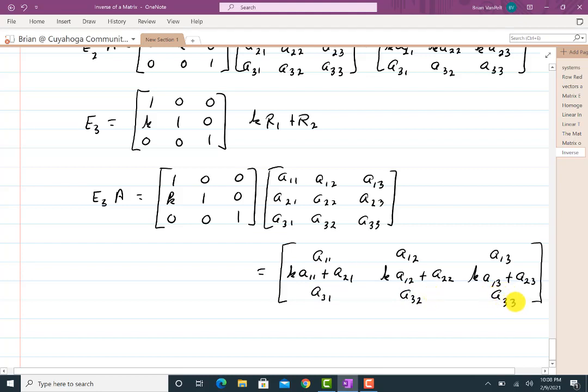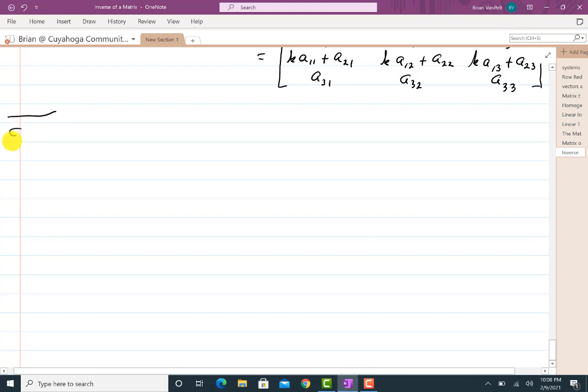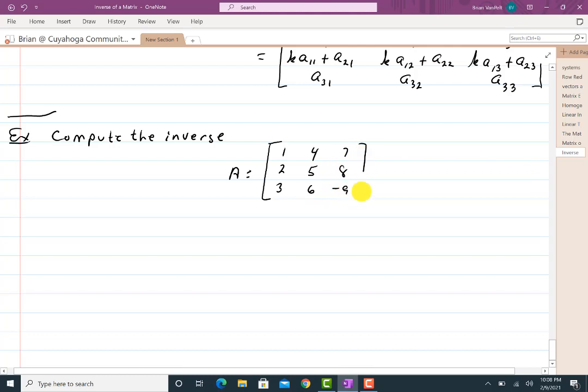So we can use this left multiplication by elementary matrices to actually do the row operations for us. You'll see as we do the previous example using these instead to show you how it works. So I want to redo the last example. Compute the inverse, and the matrix was 1, 2, 3, 4, 5, 6, 7, 8, -9.